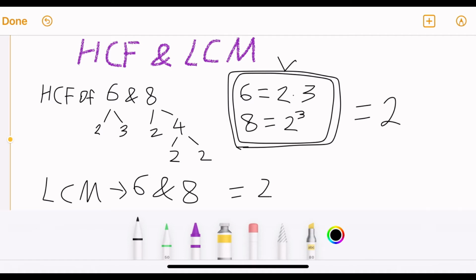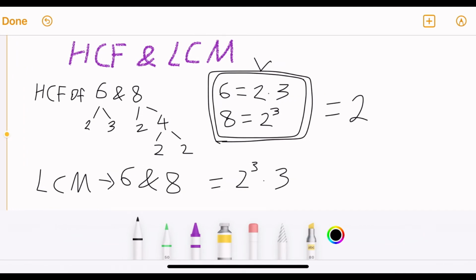So what we're going to write is 2 to the power of 3 times 3. We don't need to write that 2 there. Over here, we don't write it anymore because 2 to the power of 3 is actually a multiple of 2. So that's done. That's our final answer for the lowest common multiple.